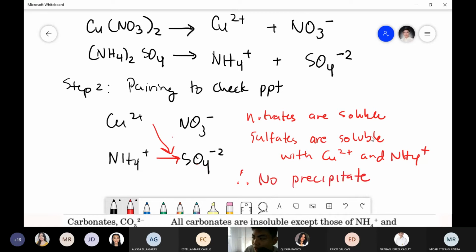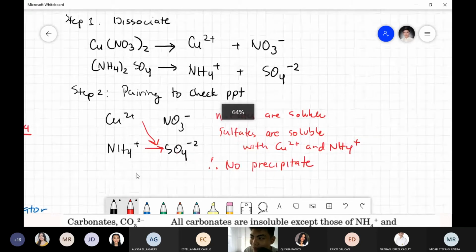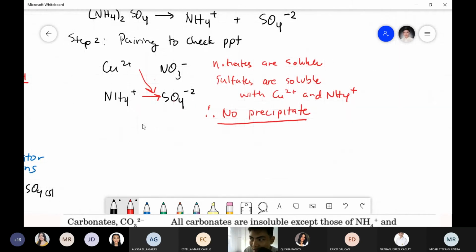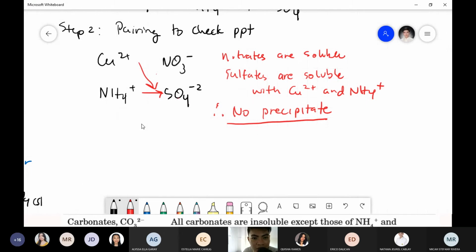Okay? Wala tayong mabubuong precipitate. So, what should you write? Ano dapat isulat mo? In case that you cannot form precipitate, ibig sabihin nun, there is no reaction. Again, kapag wala kang makitang mafo-form na precipitate, there will be no reaction. Ito yung sinasabi ko earlier that not all solutions, when you combine them, magpo-form ng product. Hindi lahat magpo-form ng product.